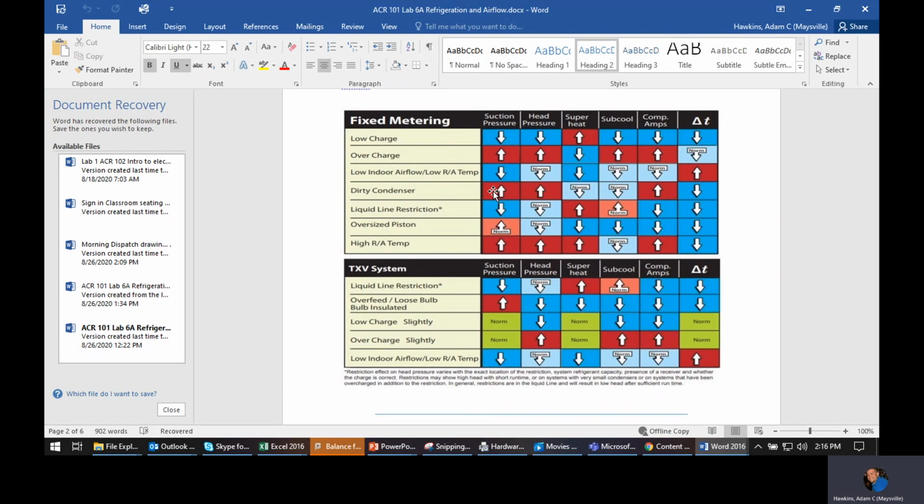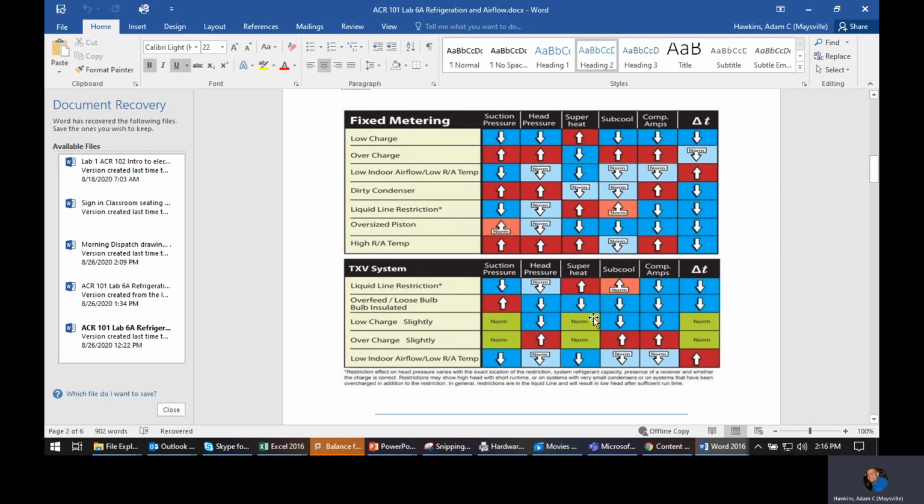So you may see on here a lot of times that where it may talk about low charge or overcharge or something else, it might say that it would be normal, whereas if it were compared to a fixed, like in this example up here, low charge, overcharge gives you arrows, but down here, low charge or overcharge, it gives you normal.